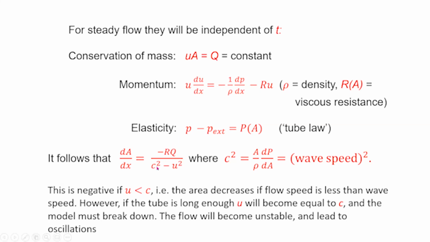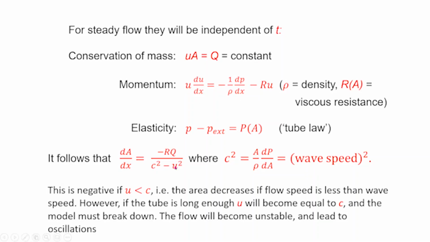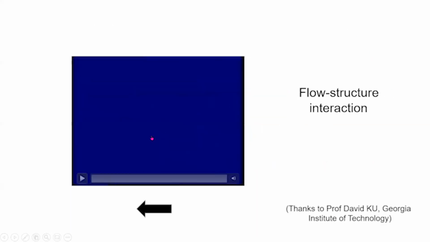And that speed gets lower as the cross-section gets smaller, because as it is collapsing, you can get quite a big area change with a small pressure change. So it's very compliant. And so eventually you'll reach a point where those two become equal and the model breaks down. And what happens is that it all becomes unstable and starts to oscillate. And the oscillations are fascinating.